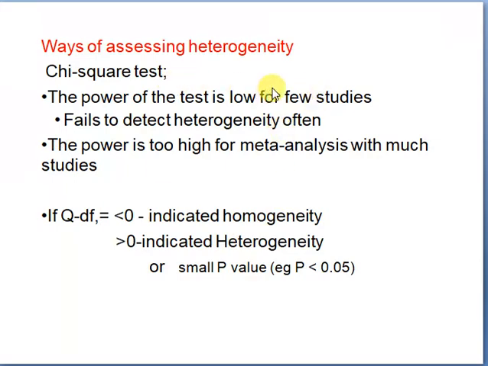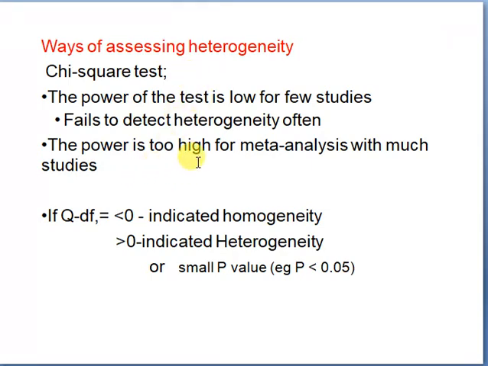Ways of assessing heterogeneity: chi-square test. The power of the test is low for few studies and it often fails to detect heterogeneity, because chi-square only indicates the association. We cannot identify the direction of that association, whether it's protective or a cause for the outcome.